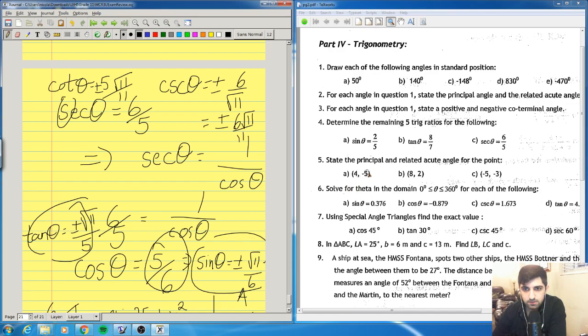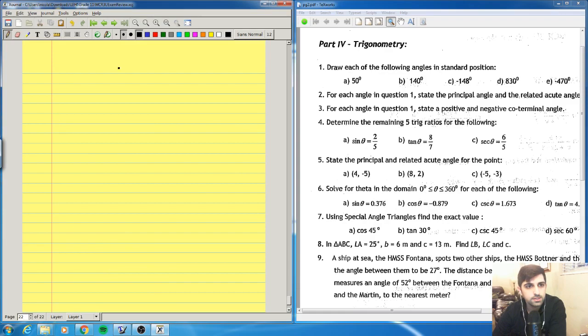Next, state the principal and related acute angle for the point. Okay, so what point are we talking about here? We have to think about this as a coordinate system. And we talked about this earlier, where this is the origin, the point (0, 0).